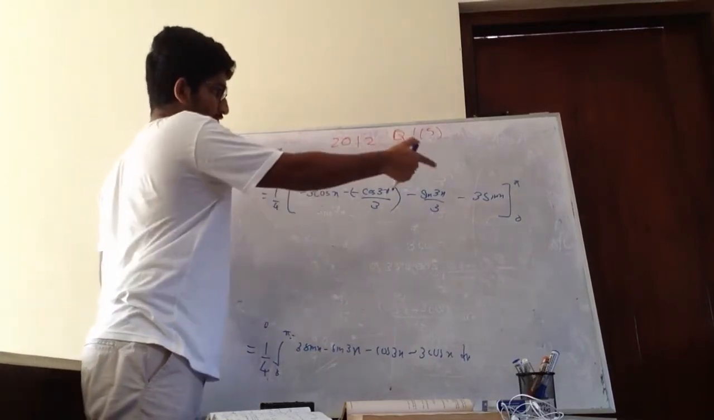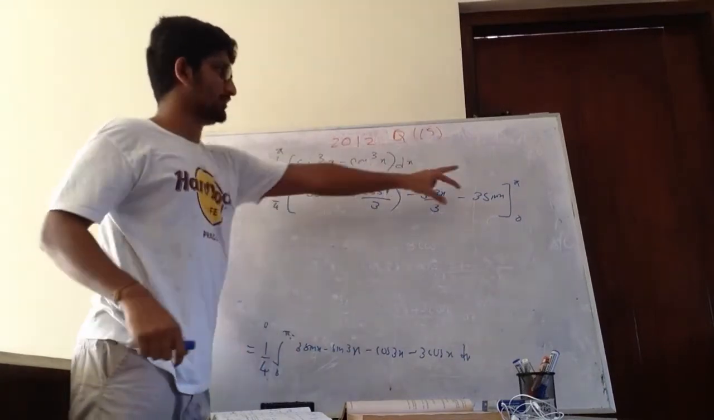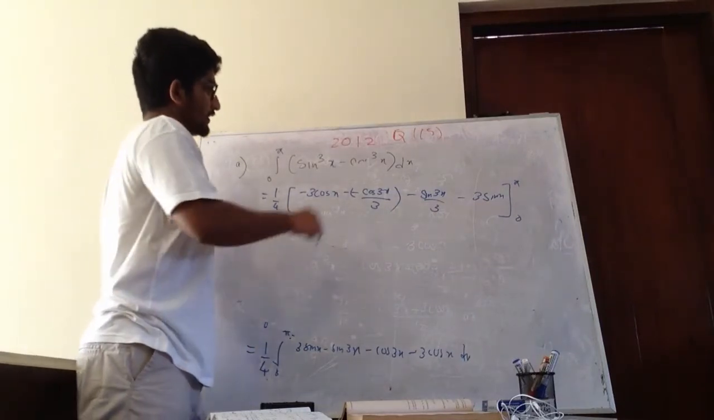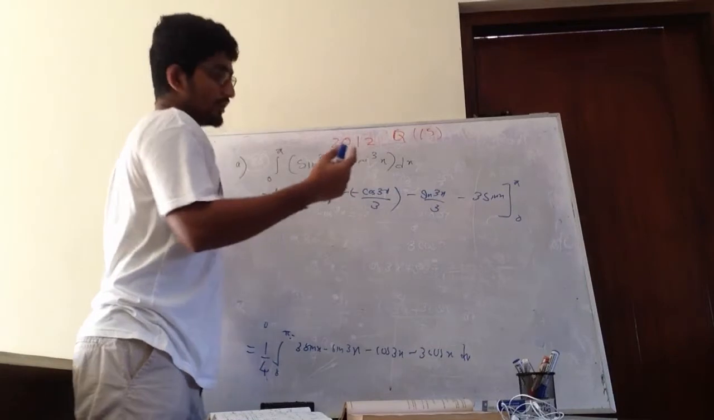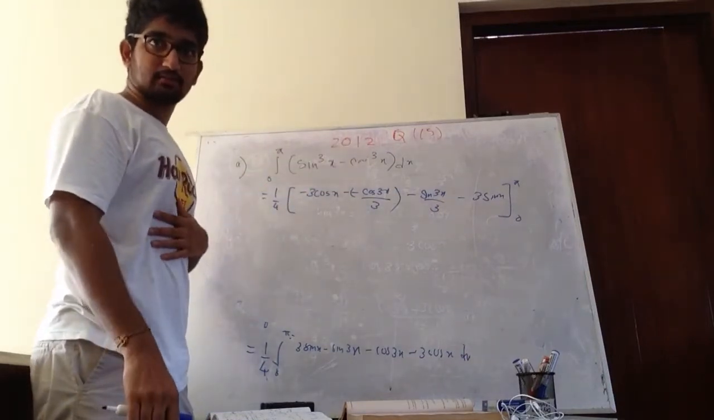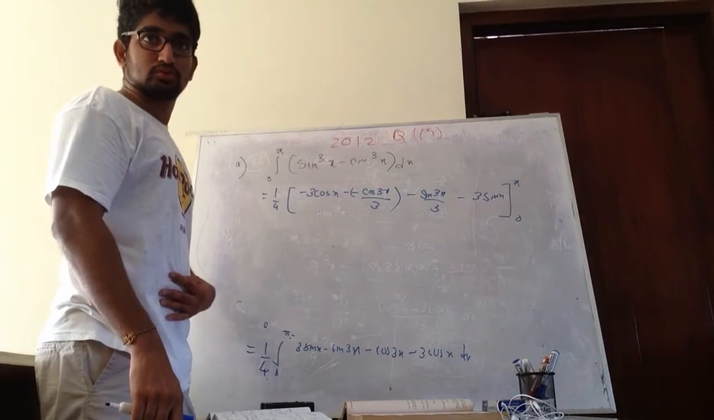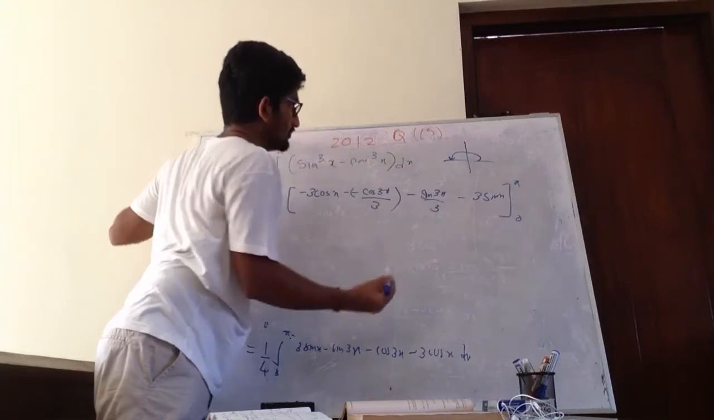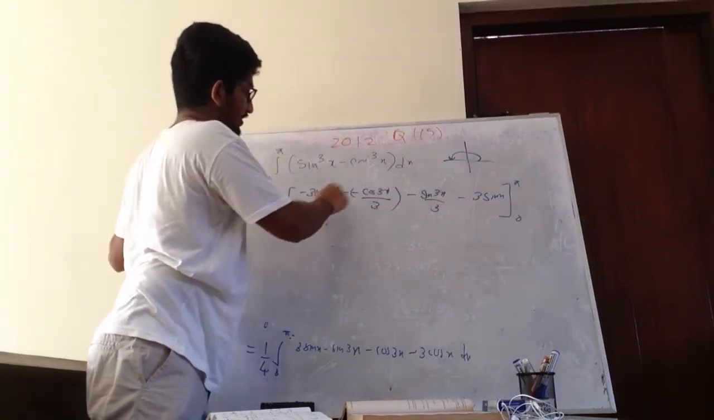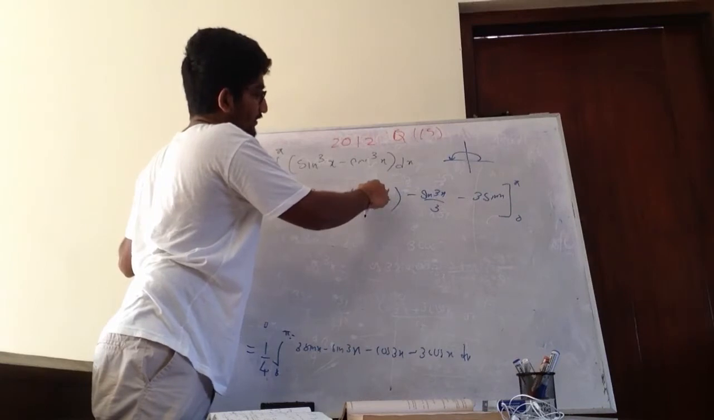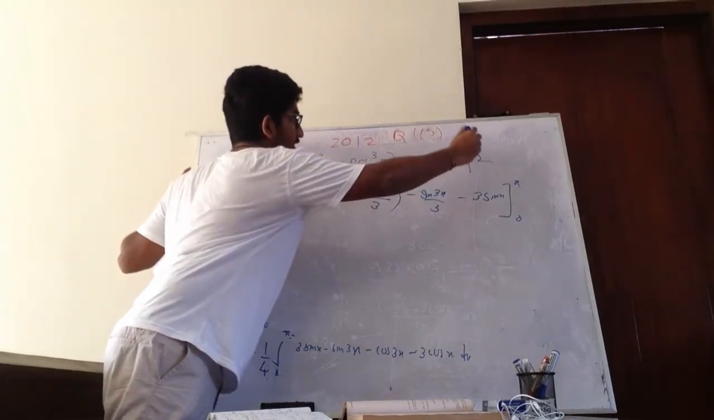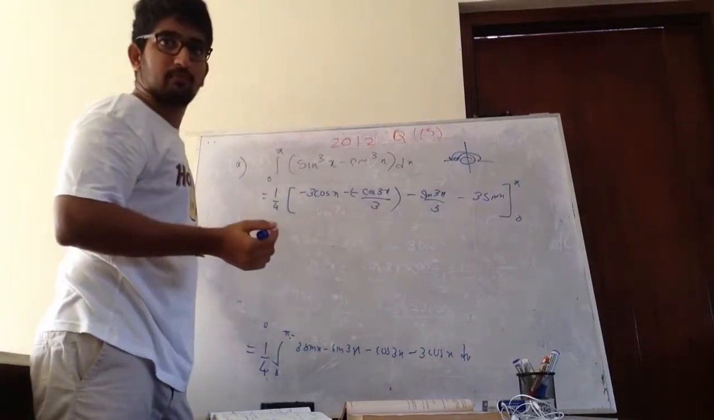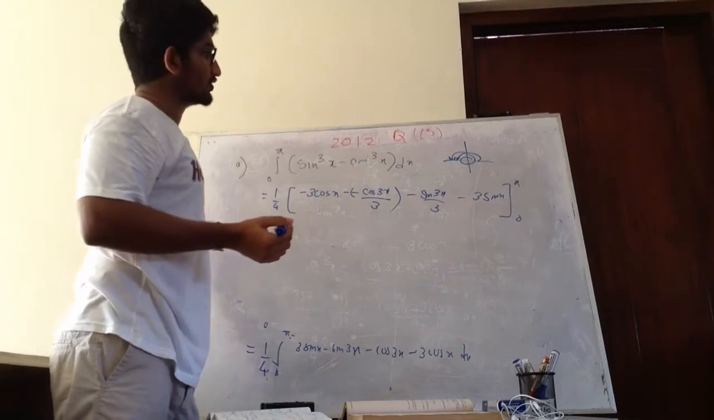So then you just need to apply the limits pi and 0. Now, you know that pi is basically 180 degrees, right? So if you substitute pi here, it will be 3 pi, and that is basically again up to here 2 pi, 3 pi. Correct, no?